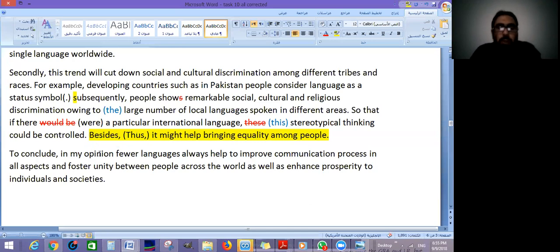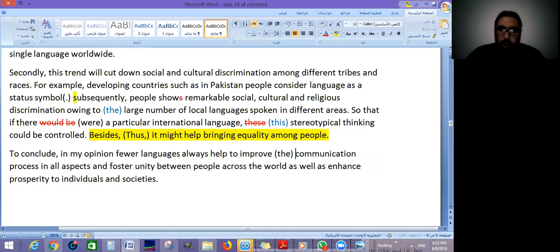To conclude, in my opinion, fewer languages always help to improve communication. Improve, let's say, improve the communication process in all aspects, and foster unity between people across the world, as well as enhance prosperity to individuals and societies.